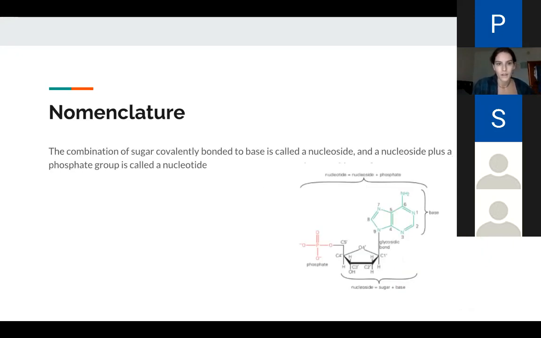So for nomenclature again: the combination of sugar covalently bonded to the base is called a nucleoside, and the combination of the nucleoside plus the phosphate group is called the nucleotide. Obviously these are really similar words, but it's good to memorize them, because if you're taking a test, someone could throw in one word instead of the other and it might change the answer completely. So make sure that you're looking out for small things like that.